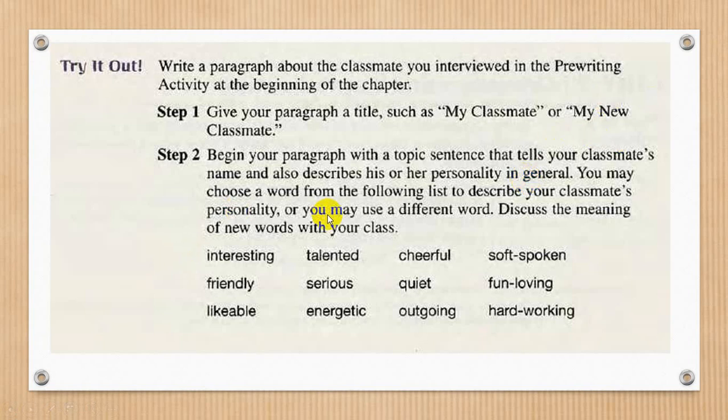You may choose a word from the following list to describe your classmate's personality or you may use a different word. You can use them in order to describe your friend or your, let us say, classmate. مو friend, بعد ما صار friend. Yes, so interesting, talented, cheerful, soft-spoken, friendly, serious, quiet, fun-loving, likable, energetic, outgoing, hard-working. هذي كلها adjectives, صفات تصف الشخص اللي تحكي عنه. تقدر تستخدم أكثر من صفة, مثلا قد يكون friendly, قد يكون cheerful, soft-spoken, إلى آخره.